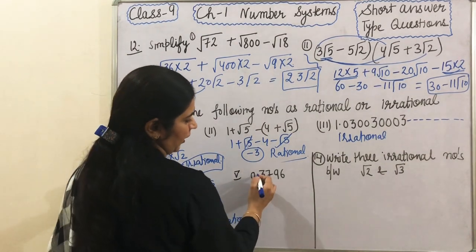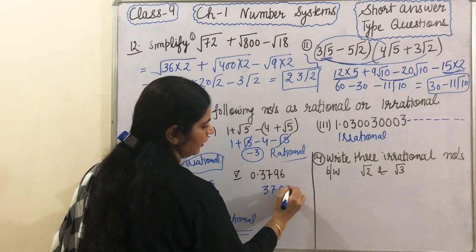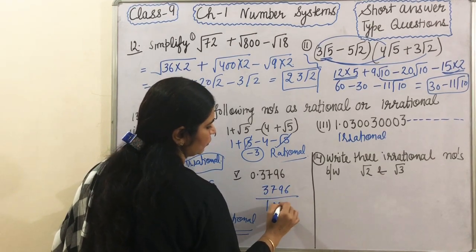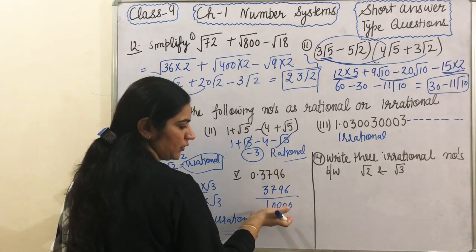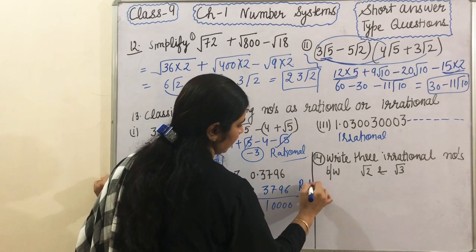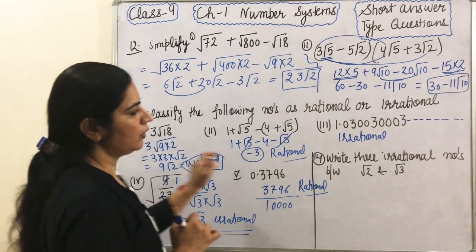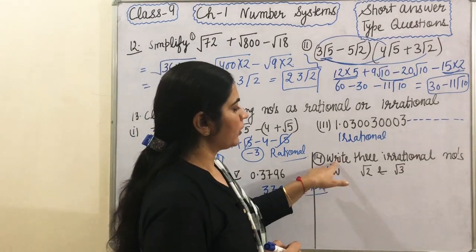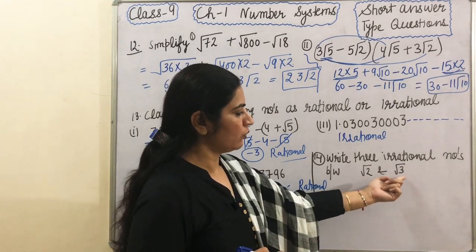Next is 0.3796. After the point, 4 digits are there. Obviously here we can see it is terminating, so it is a rational number. Simply here I am writing this is a rational number. Now next question, important type question. Write 3 irrational numbers between root 2 and root 3.